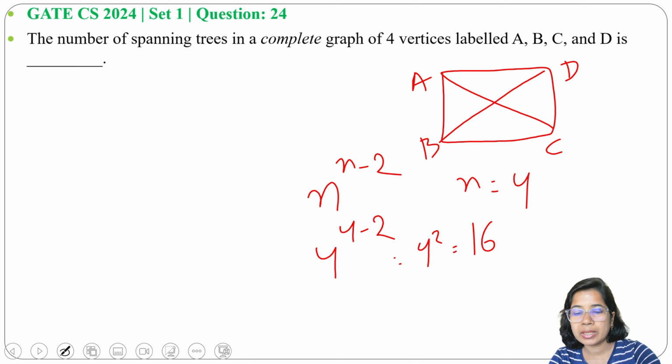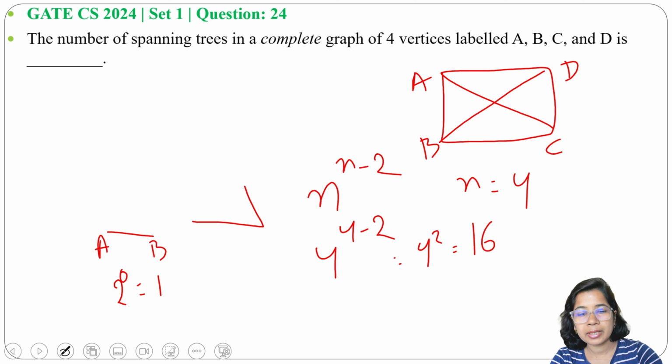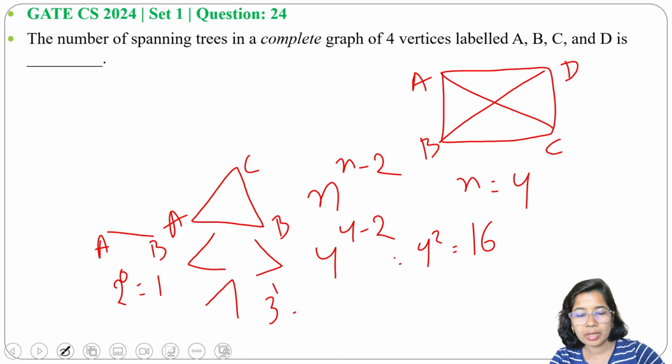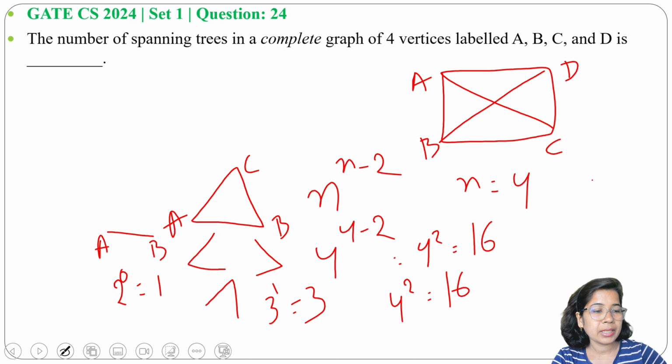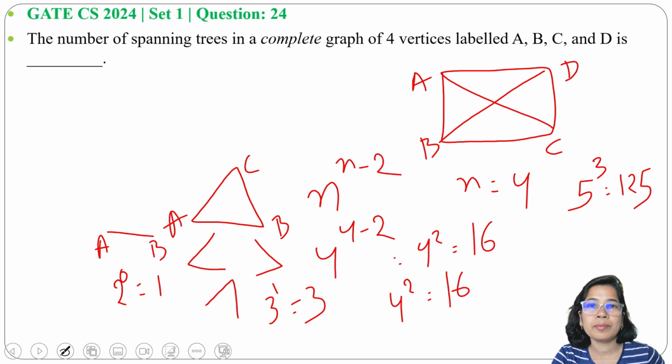If there are 2 vertices, like this is A, B, then how many spanning trees are possible? For 2 vertices, just 1 spanning tree is possible. So 2 power 0 equals 1. Suppose there are 3 vertices, then how many spanning trees are possible? For 3 vertices, 3 spanning trees are possible. 3 power 1 equals 3. For 5 vertices, 5 power 3, it's 125 spanning trees possible. So the formula for finding the number of spanning trees possible in a complete graph is n power n minus 2.